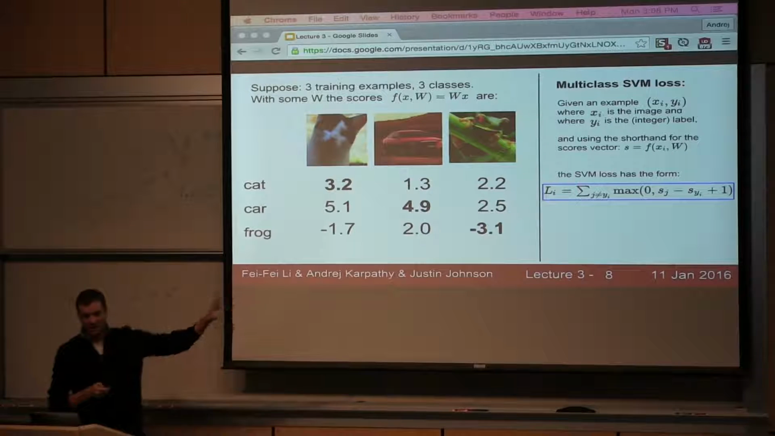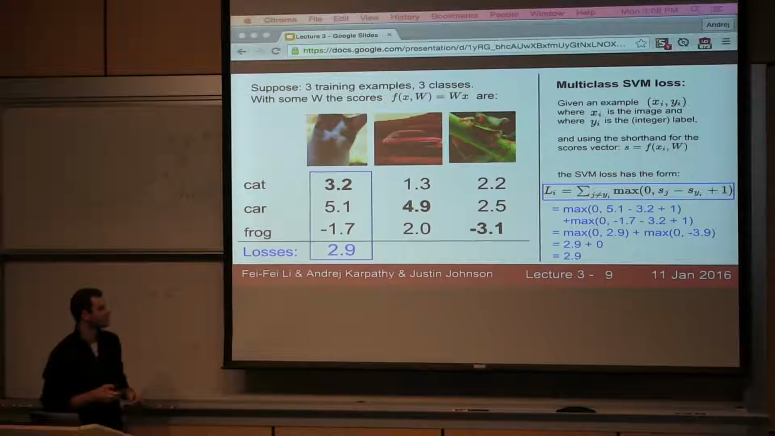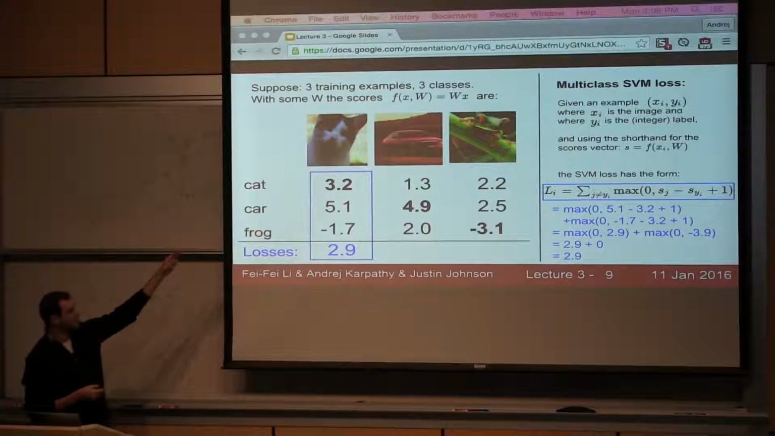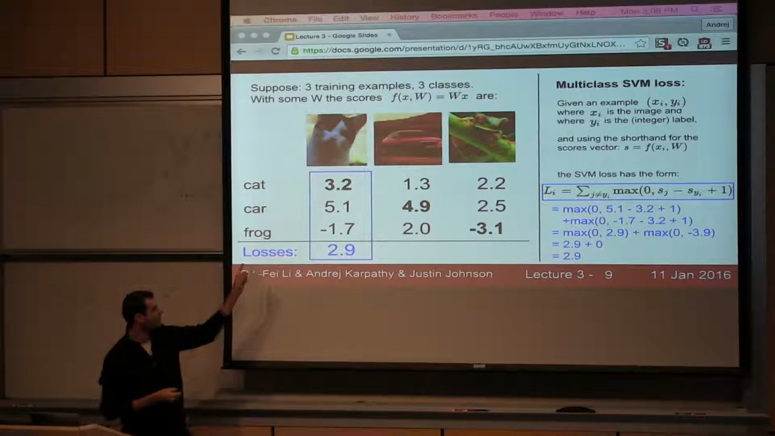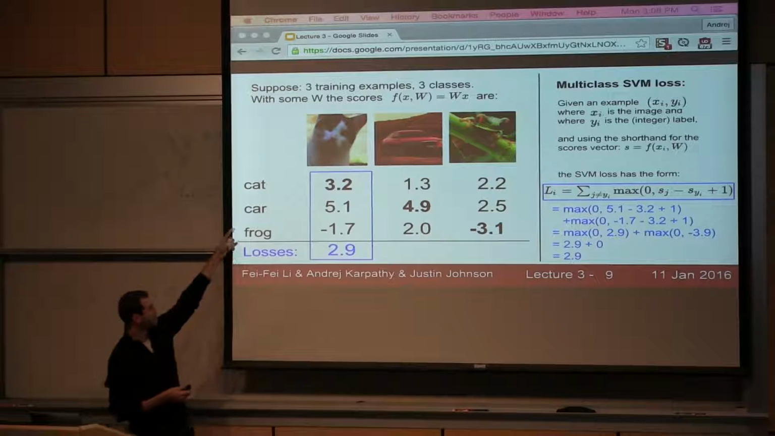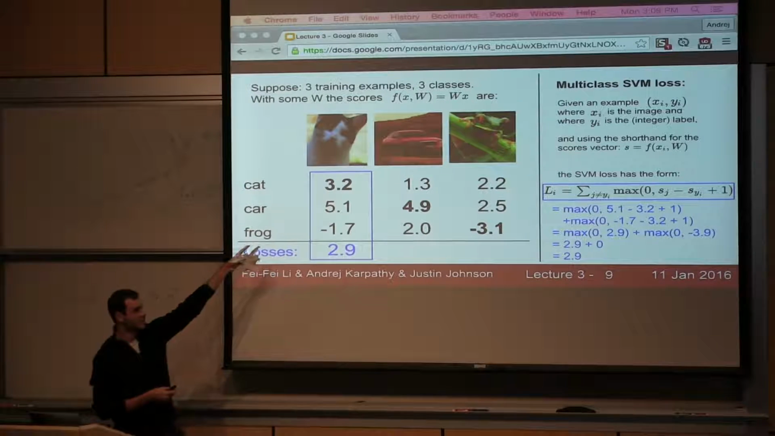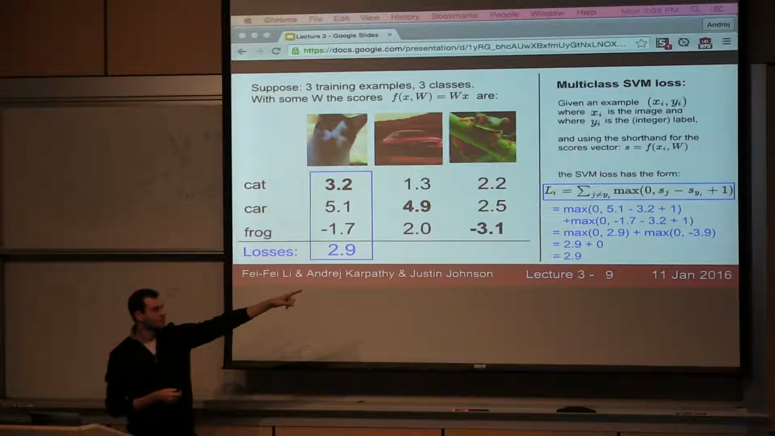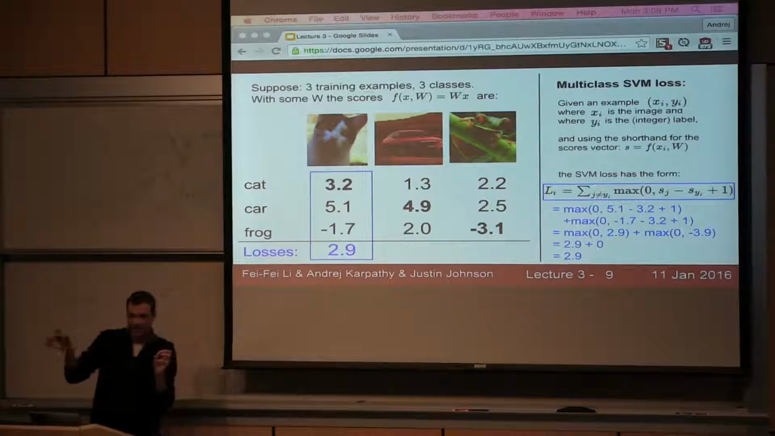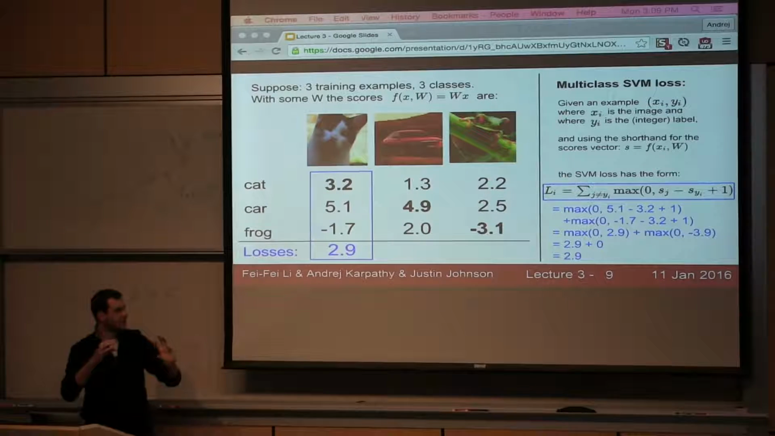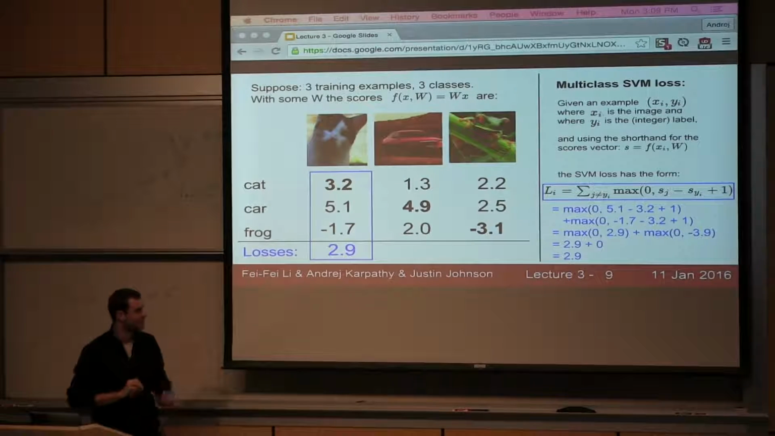Okay, so let's see specifically how this expression works with a concrete example. So here I'm going to evaluate that loss for the first example. Here we're plugging in these scores. So we see that we're comparing the score we got for car, which is 5.1, minus 3.2, which is the correct class score, and then adding our safety margin of 1. And the max of 0 and that is really clamping values at 0, right? So if we get a negative result, we're going to just clamp it at 0.